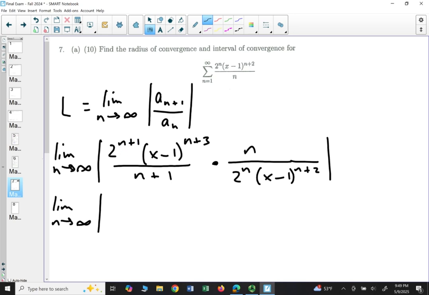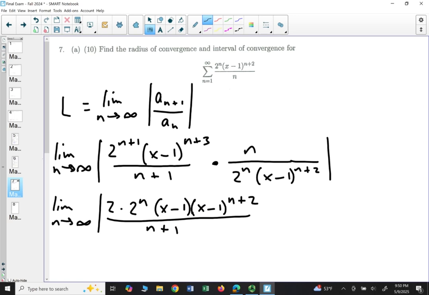Okay, so what we'll do next is we'll start to pull out some of these terms just to allow us to cancel. For example, 2 to the n plus 1 I could say is 2 times 2 to the n. (x minus 1) to the n plus 3 I will say is (x minus 1) times (x minus 1) to the n plus 2. So you just wanted to get some of those to match with the original a_n terms. And then we have 2 to the n over (x minus 1) to the n plus 2. So now you could cancel, as I mentioned earlier. You have a 2 to the n that cancels with a 2 to the n. (x minus 1) to the n plus 2 would cancel with (x minus 1) to the n plus 2.